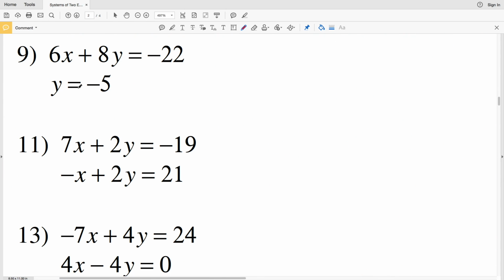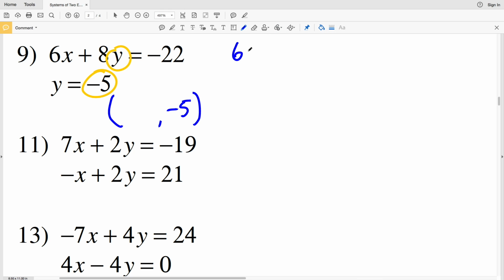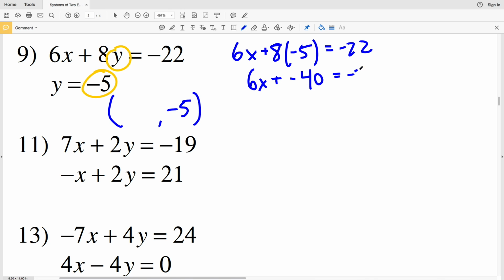Continuing on to number 9, I have that y equals negative 5. So since it gives me that y is already negative 5, all I need to do is plug negative 5 in for y in that first equation to solve. So I'll have 6x plus 8 times negative 5 equal to negative 22. That's 6x plus 8 times negative 5 is negative 40, and that's equivalent to negative 22.